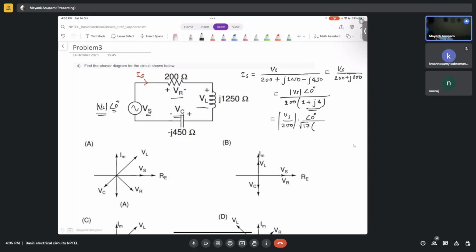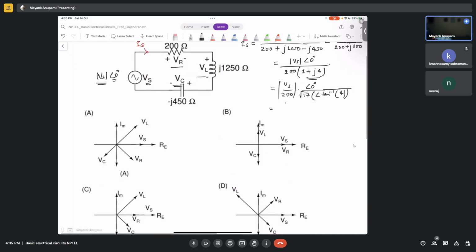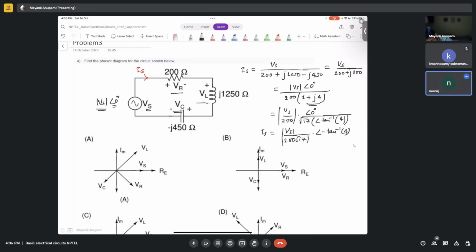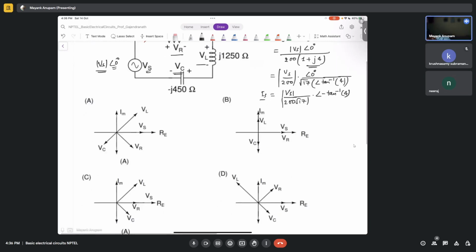The angle will be how much? Let's do it in terms of tan inverse of 4 by 1, tan inverse of 4, right? So the current would be mod of VS divided by 200 root 17, which will be the magnitude, and the angle would be minus tan inverse 4, right? Correct. So the current is what?